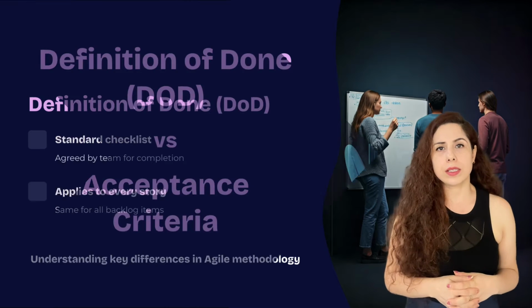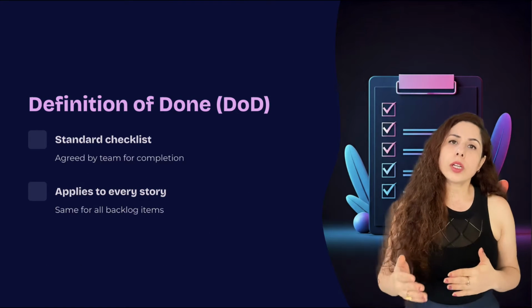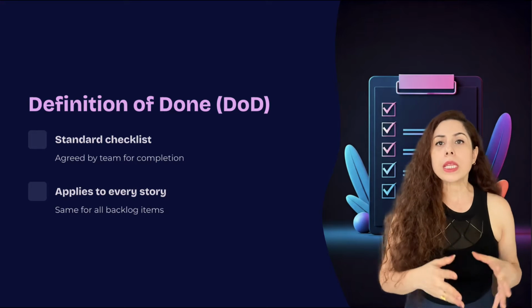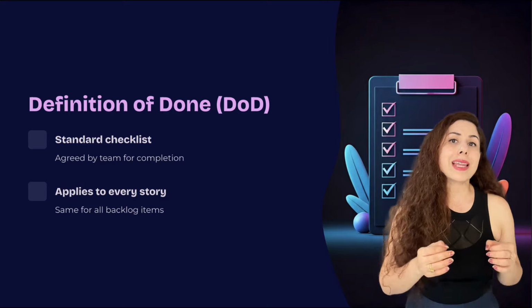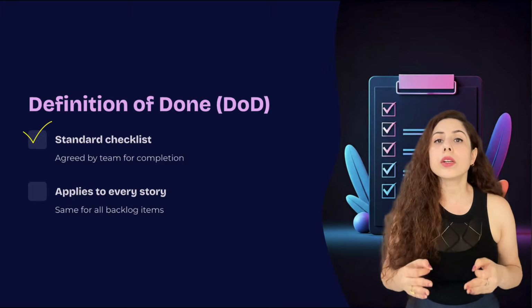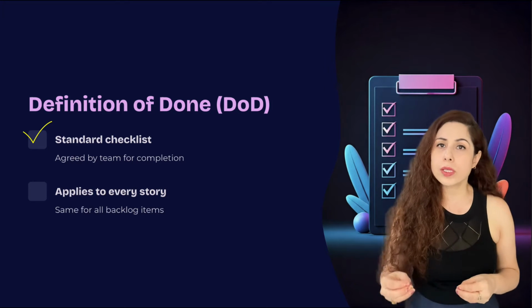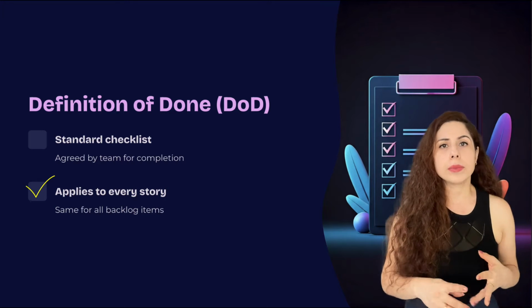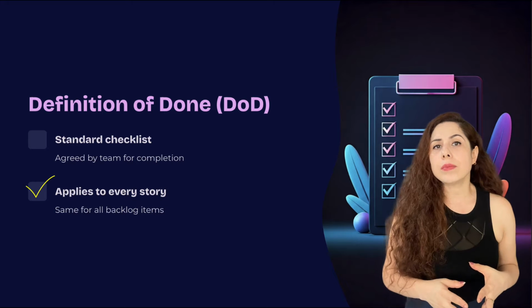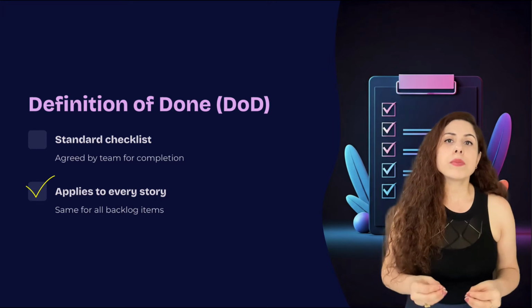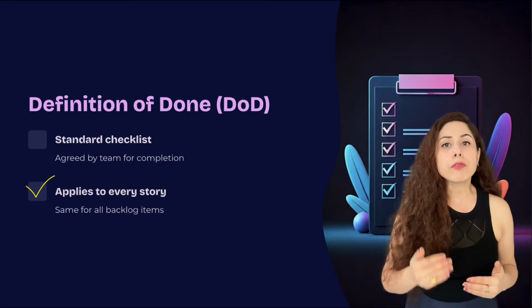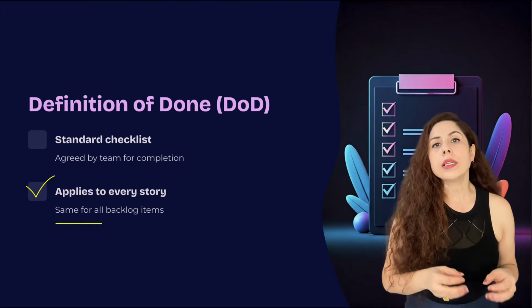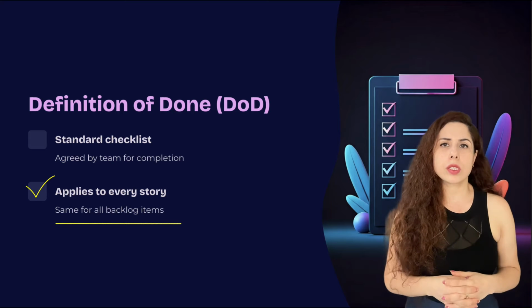So let's get started. Firstly, let's see what is definition of done. So what is definition of done? Definition of done is a standard checklist that your team agrees on to say that this issue is complete. It applies to every story, task or backlog item in the sprint. It tells the team that these are the steps we always need to follow before we can call something done. Definition of done remains the same for every user story.